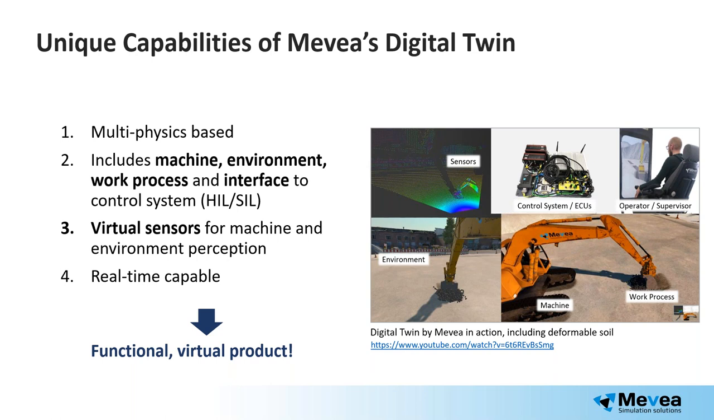So, some repetition from the previous page, some of the key capabilities that make it unique in the marketplace is that it's based on multi-physics. The main capabilities are shown on the video on the right, I'll show it in a minute, and include the machine, the environment, the work process, the interface to the control system, and the virtual sensors. And last but not least, it's real-time capable.